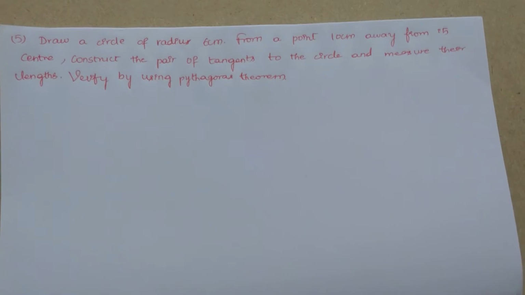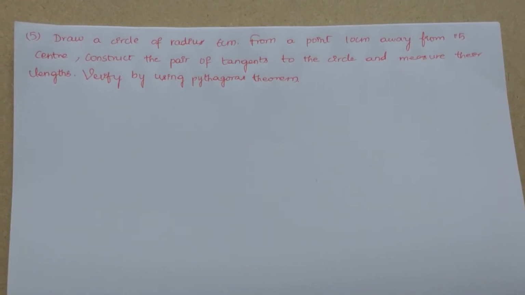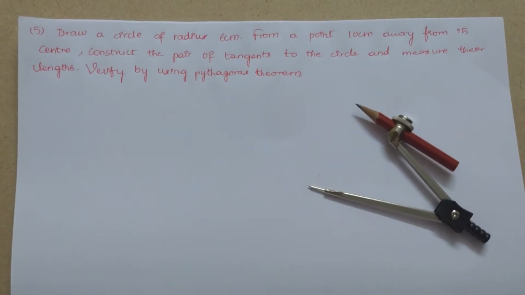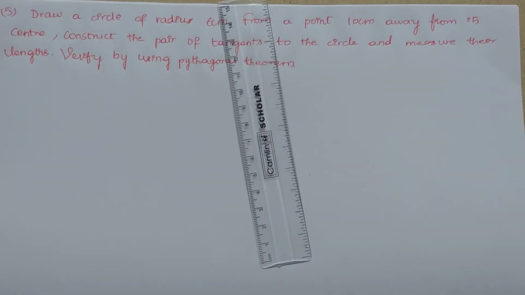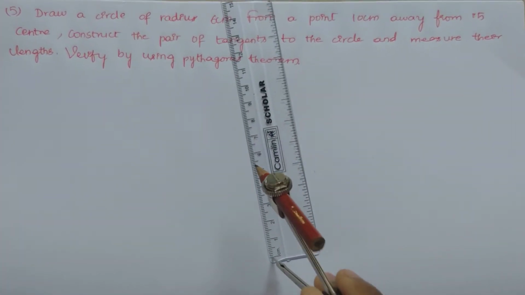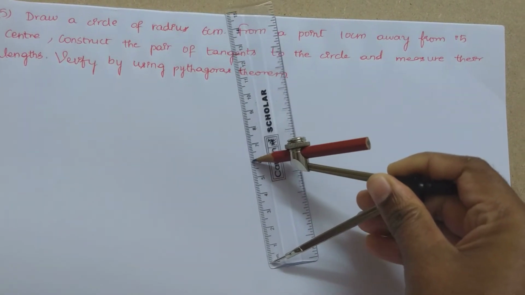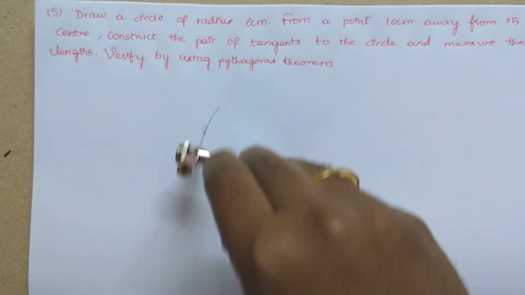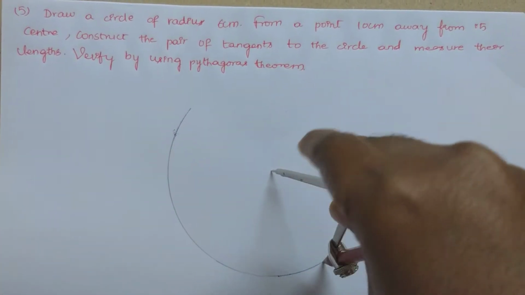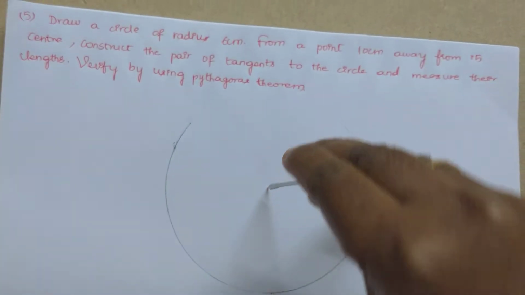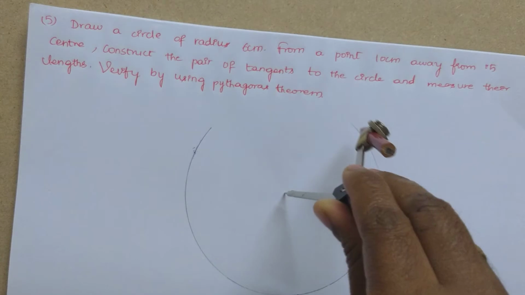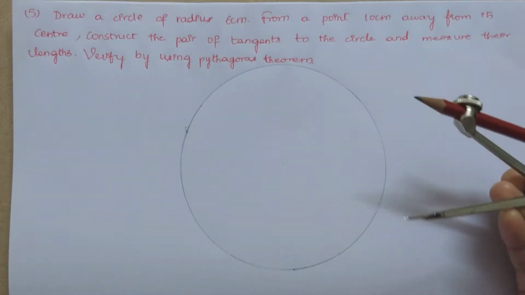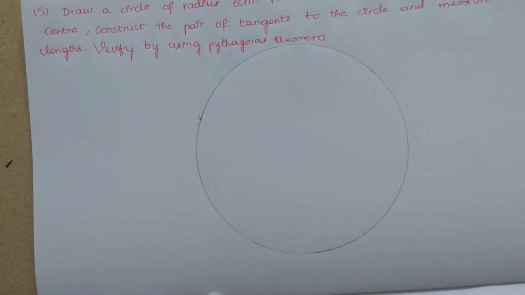So first, what we need to do, we have to draw a circle of radius 6 centimeters. First you need to take a rounder. Take the measurement of 6 centimeters on the scale. You can see here, I am taking the measurement of 6 centimeters with the help of the rounder on the scale. Okay, it's 6 centimeters. Now let's draw the circle. Okay, I have drawn the circle with the radius 6 centimeters.